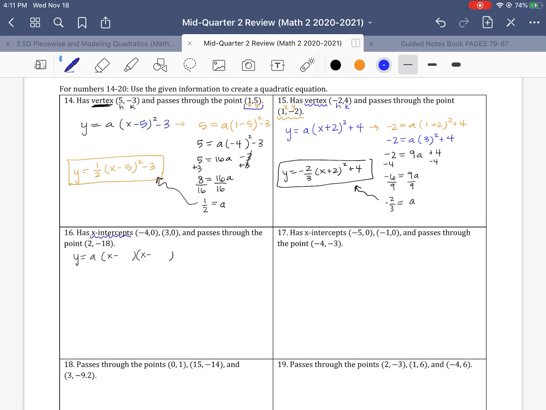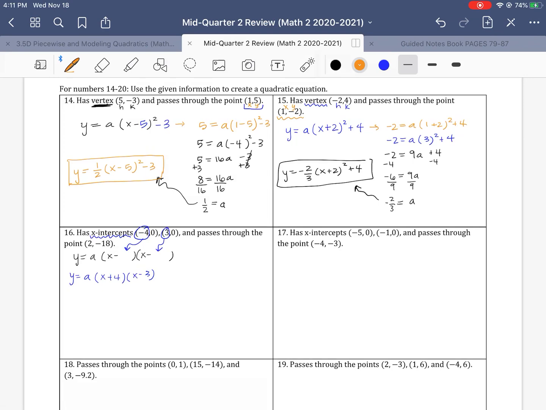And our x-intercepts are those pieces that can just sneak right on in our equation. So whatever those x-intercepts are. So we will have y is equal to a, x minus a -4 makes that +4. And then we have x minus 3.